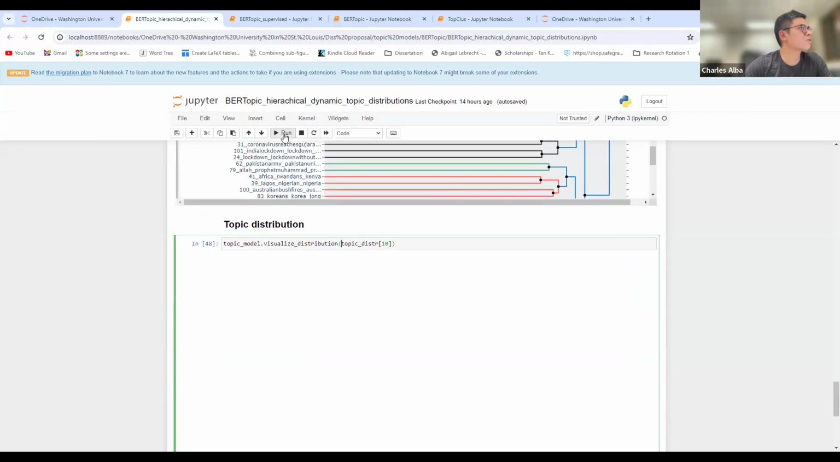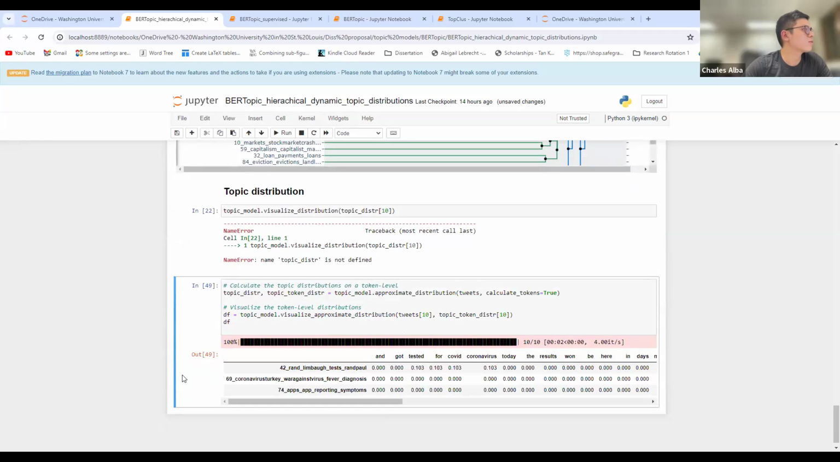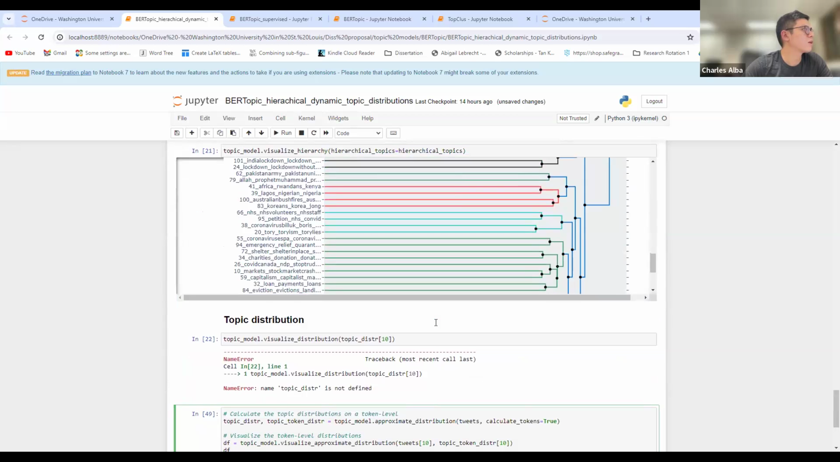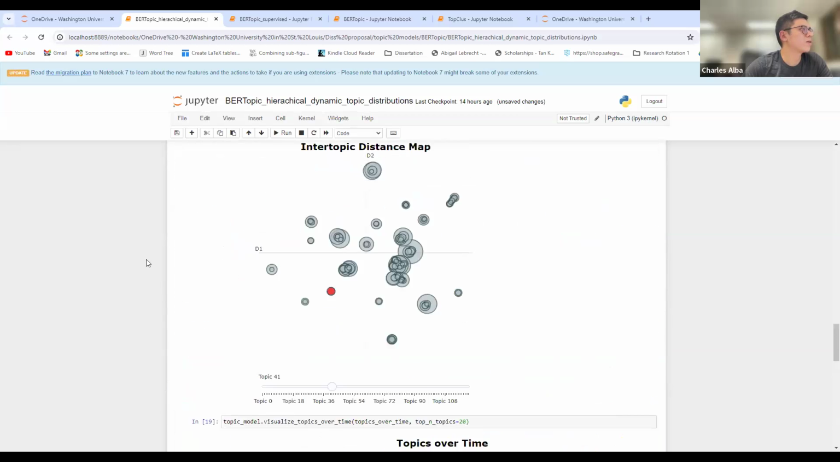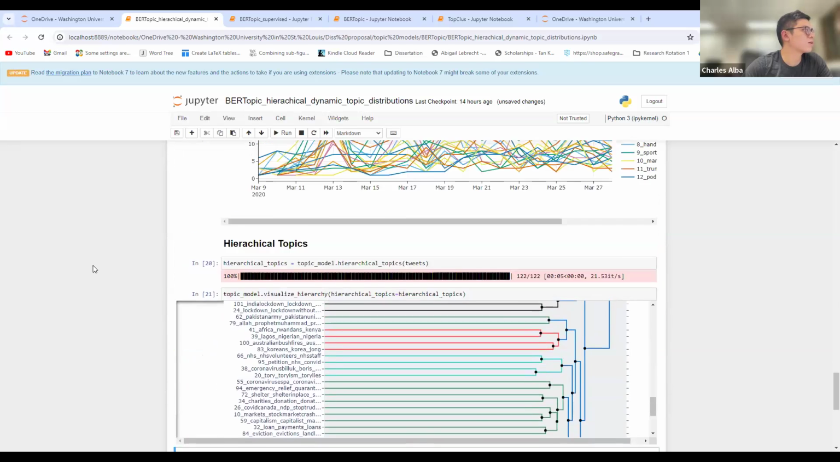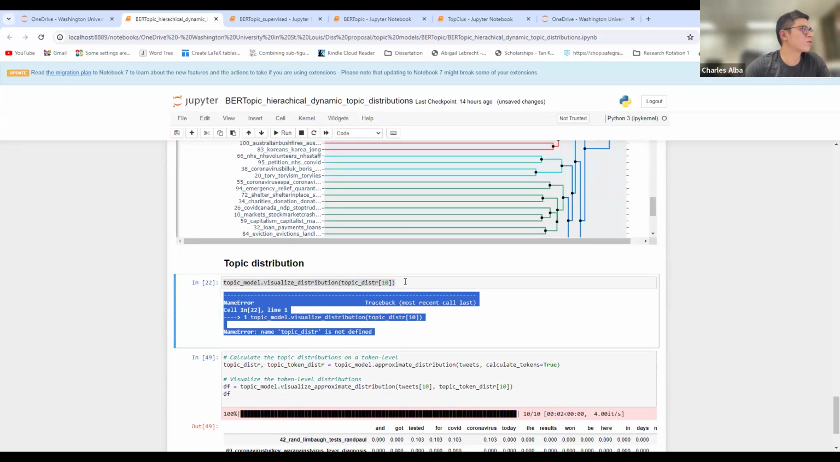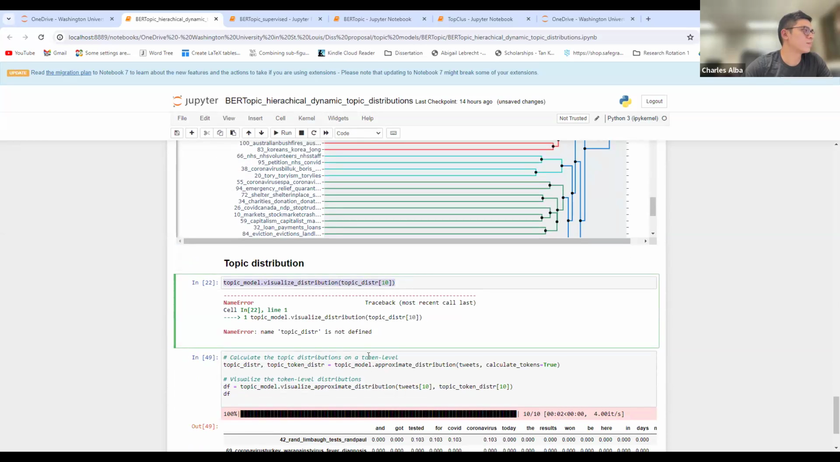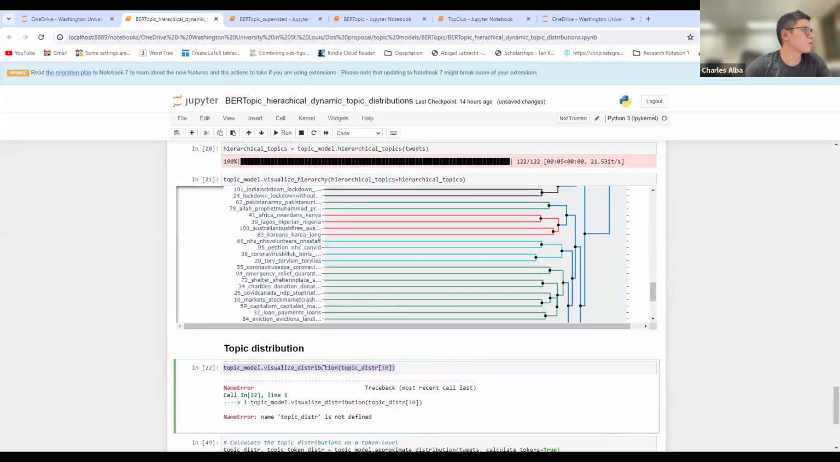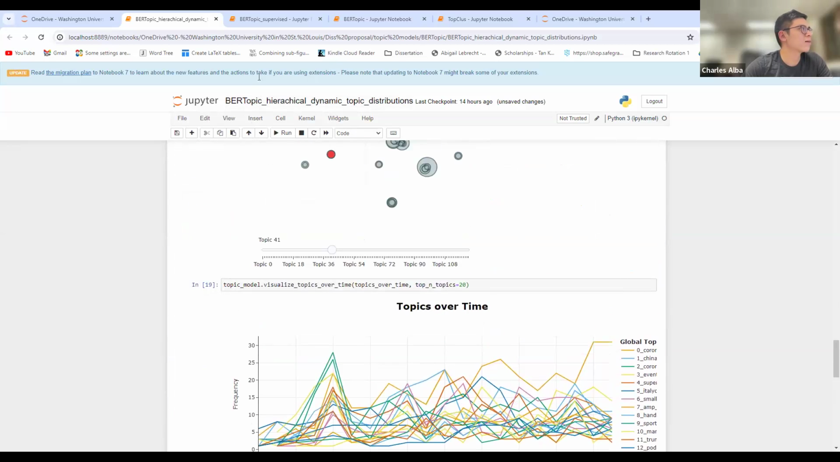And another thing is that you could also do topic distribution. Okay, topic distribution is not defined. Okay, I may have deleted something here, but what I was supposed to show is that if you had, for example, labels, you can visualize how they look across different labels. But I must have done something wrong here, apologies for that. But basically that's that.